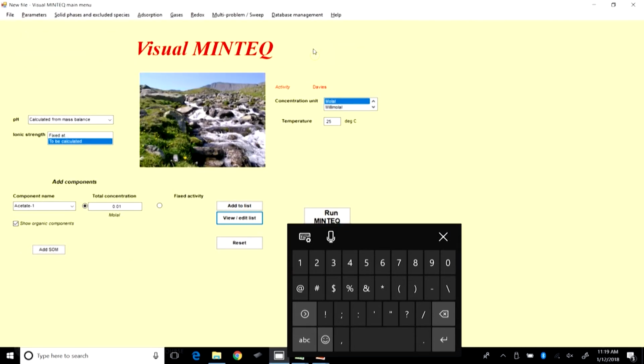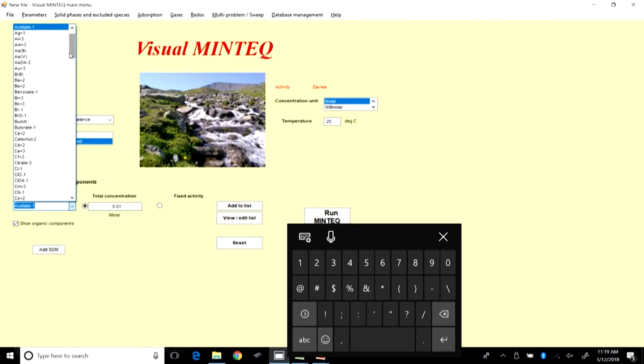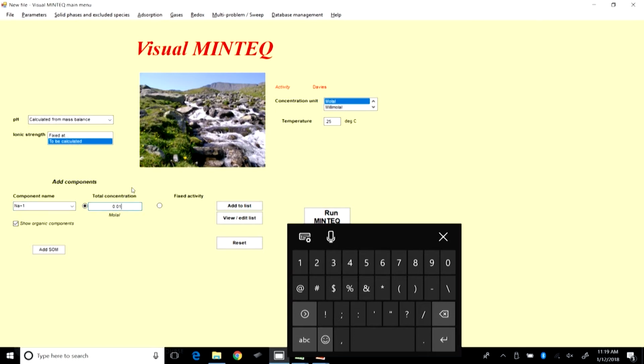So back to the main menu, and obviously I need to add the sodium, and let's look at where that is, right, and here we are going to have it as 0.02.